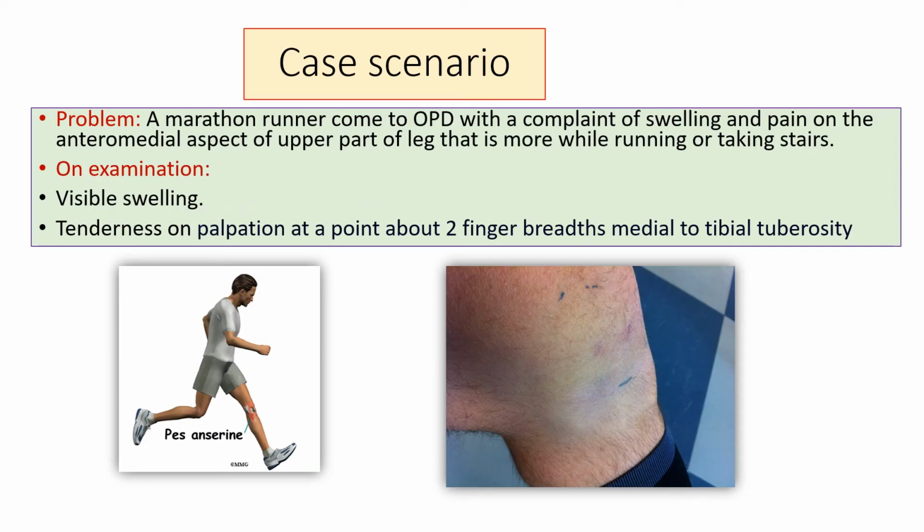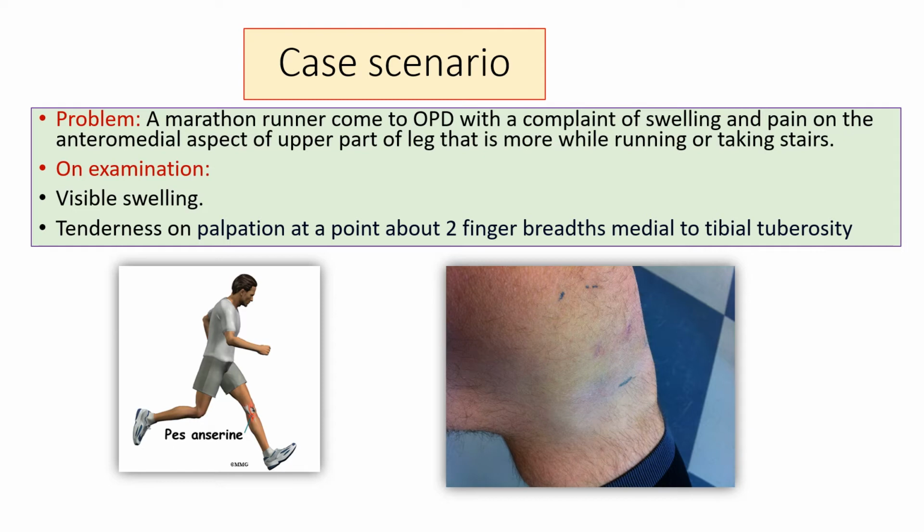Let us see a clinical case scenario to understand the importance of the pes anserinus. A marathon runner comes to the OPD with a complaint of swelling and pain on the anteromedial aspect of upper part of leg. That is, pain is more while running or taking stairs. So he has come with that complaint.